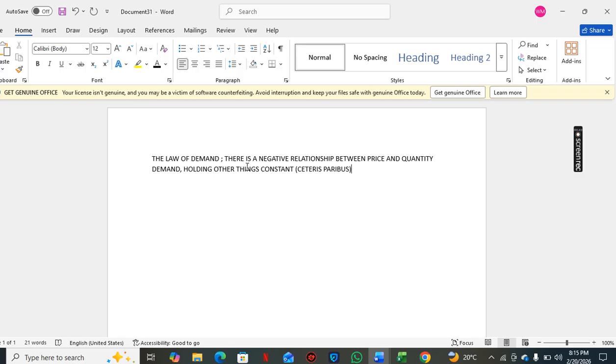What we mean there is there are other factors that can affect the quantity demanded of a good apart from price. Okay. So those other factors, we are ignoring them or holding them constant, and we just want to look at the relationship between price and quantity demanded. Quantity demanded, basically how much of a good you're buying. Okay. So let me illustrate this with a diagram.